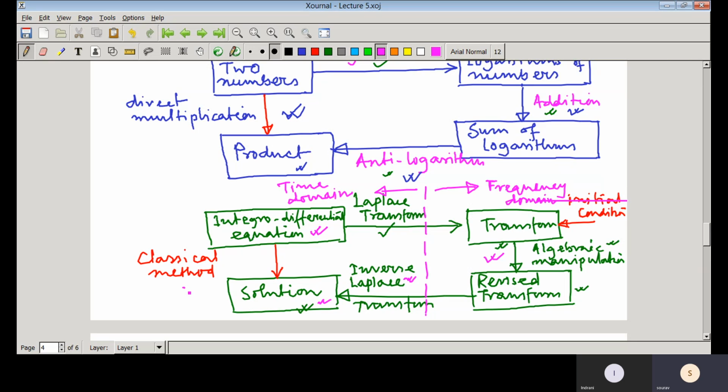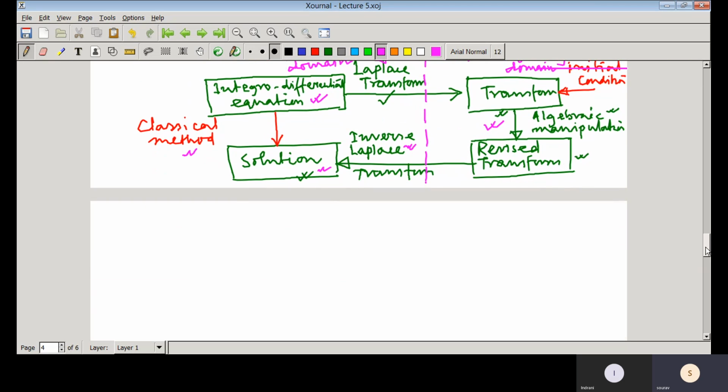And the other method is that classical method. So let us see, if we do the Laplace transform, what are the advantages we can have? And I hope you all know those things. I am just telling this to recap the theories that you have studied in your signals course. So let us see what the Laplace transform is.